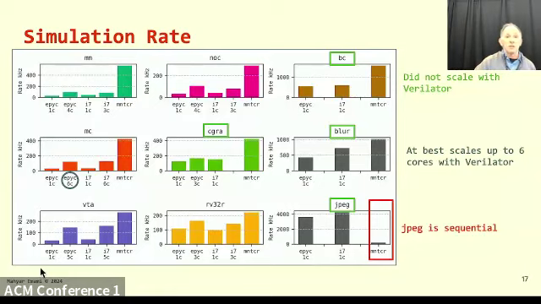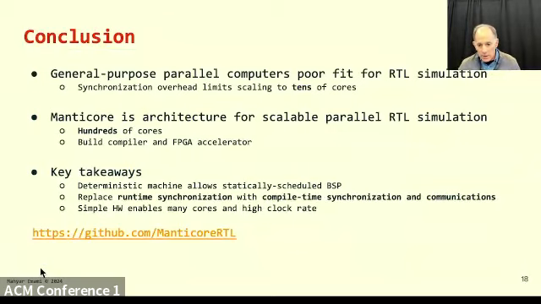The reason is that JPEG, at least the implementation we have, is very sequential. And our processor is running at 475 megahertz, and these x86 processors are running at up to 10 times faster. So if you're doing sequential code, raw clock speed matters. So, in conclusion, general purpose parallel computers are pretty poor fit for RTL simulation because it's very fine-grained parallelism, and that's not what the machines were designed for.